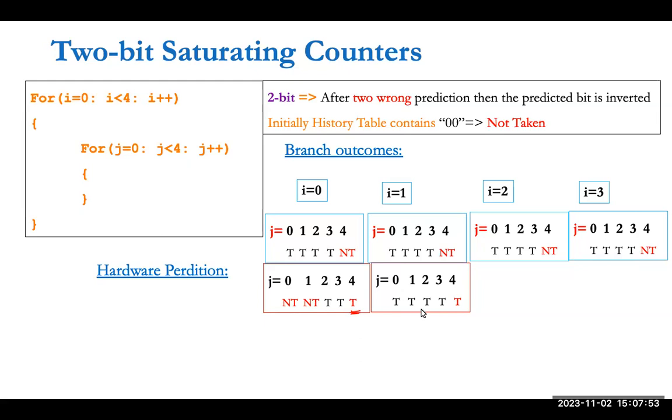Then it continues, predicting taken and comparing with the actual outcome. But at the fourth iteration, the hardware, the 2-bit saturating counter, predicts that this will be taken, but actually it is not taken. So there is only one wrong. So it is not going to change its prediction bit. In the next iteration, it continues with taken only. The branch will be taken again in i equal to 2 and j equal to 0, and that prediction will continue. So are you getting this point?